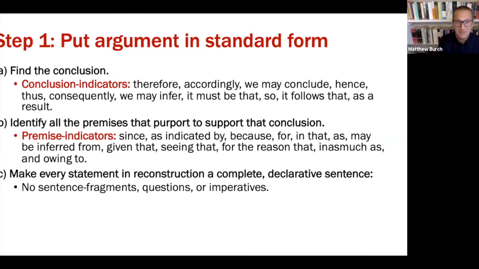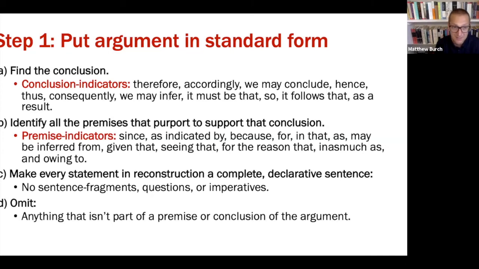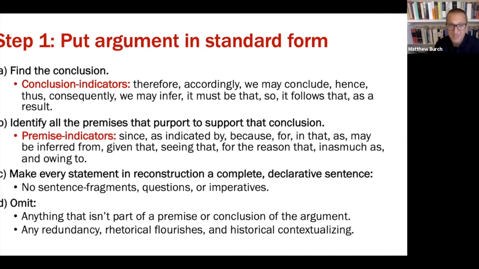So when you're making an argument, you need to find all the premises, and you have to make them a declarative statement that can either be true or false. And then you want to omit stuff. Anything that isn't a premise and isn't a conclusion, leave it out. It's just extra stuff. What you're trying to do is boil the argument down to its essence. So just take the premises and the conclusion. That means getting rid of any redundancy, rhetorical flourishes, and historical contextualizing.